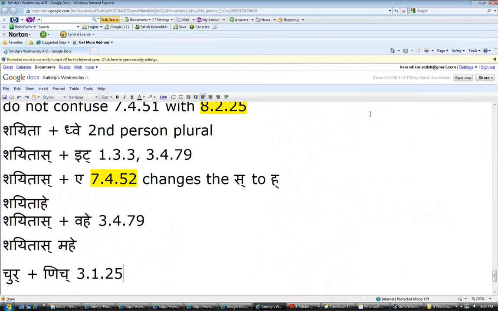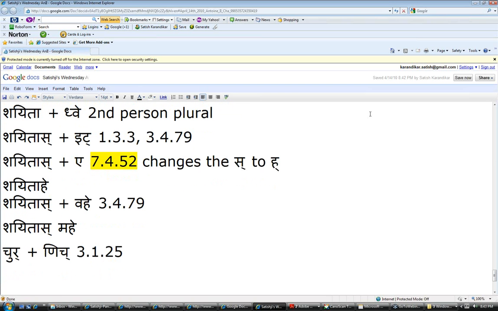And of course, the nich does the guna of the u by 7-3-86, pugantalaghupadhasya cha. So laghupadha, which is the penultimate short vowel, is going to take guna if the pratyaya following is sarvadhatuka or ardhadhatuka. And nich qualifies for that, so we get the form chor.